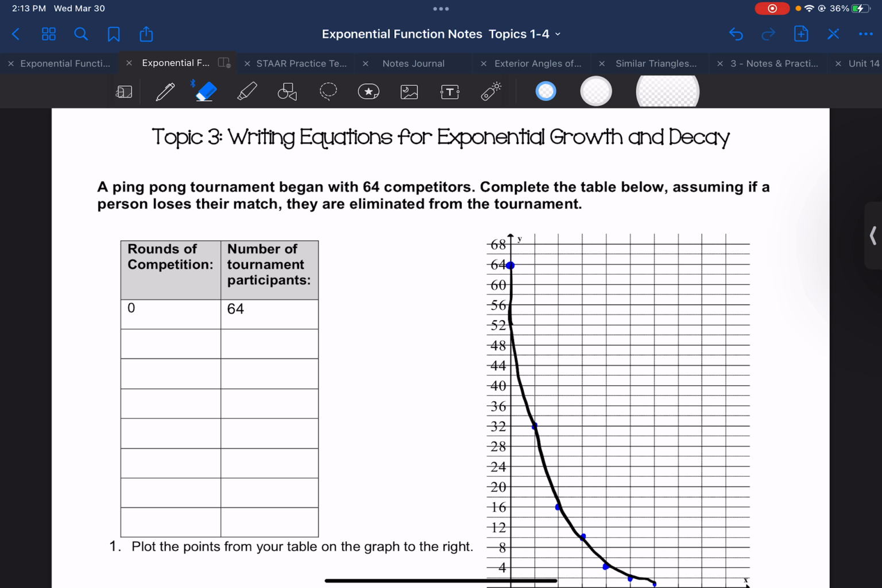All right, so topic 3, writing equations for exponential growth and decay. Before we get into that, we need to go ahead and look at this question that we have. So it says a ping pong tournament began with 64 competitors, right? So we have 64 competitors, and it says complete the table, assuming if a person loses their match, they're eliminated from the tournament. All right, so let's think about this real quick.